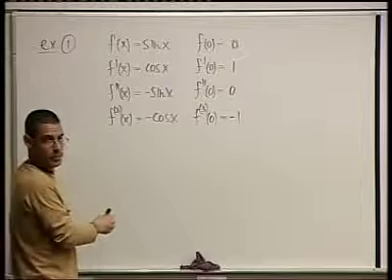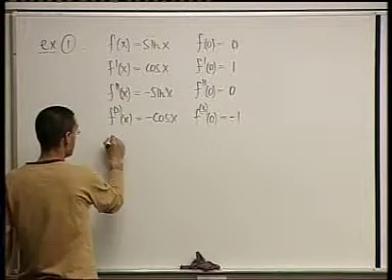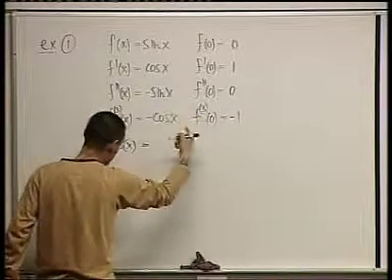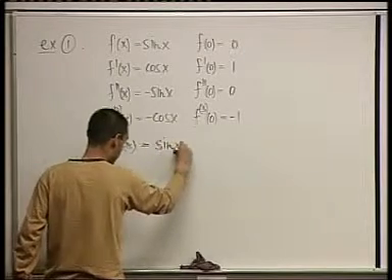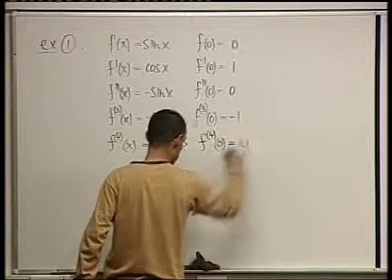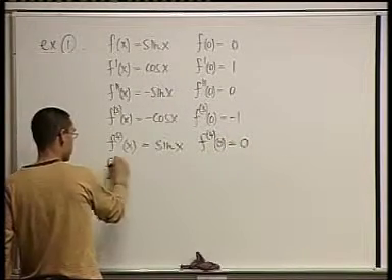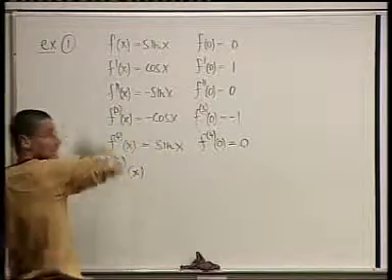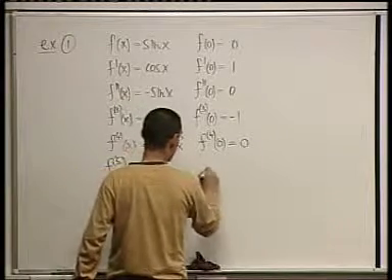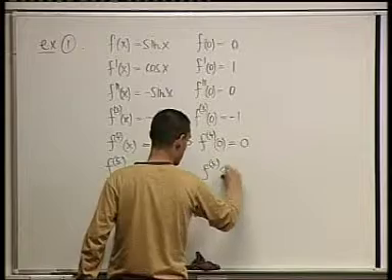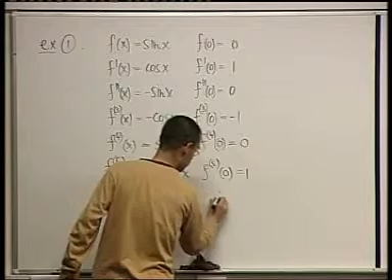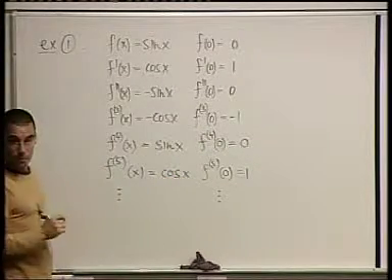Do I need to write the fourth derivative? What's the fourth derivative? Right, the derivative of minus cosine is sine again. Therefore, the fourth derivative at 0 is again 0. And then, do you all agree that from now it's going to repeat itself? Okay, so the next one is going to be cosine, and therefore the fifth derivative at 0 is going to be 1. And allow me to write dot, dot, dot at this point. Do you agree?